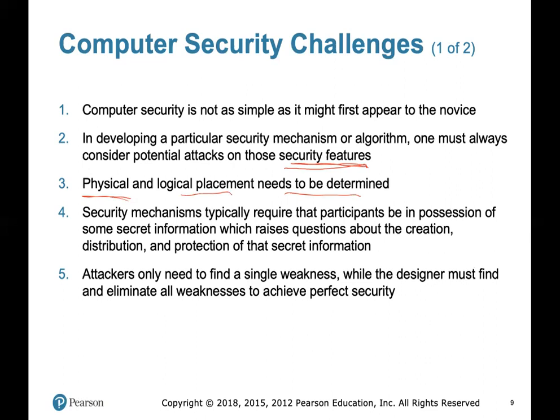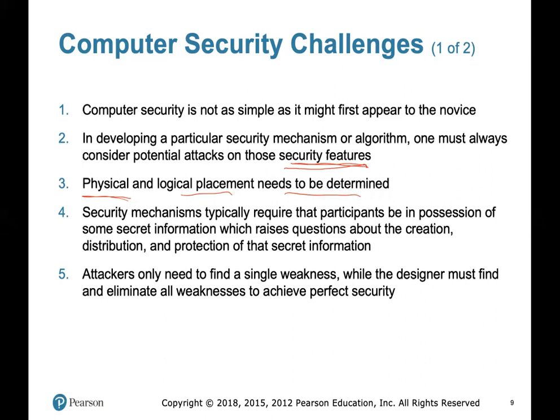Okay, the fourth item says security mechanisms typically require the participants to be in possession of some secret information. This challenge talks about the fact that if you want to keep a system secure, it means that at the end of the day, the user needs to have or needs to keep some type of information secret.